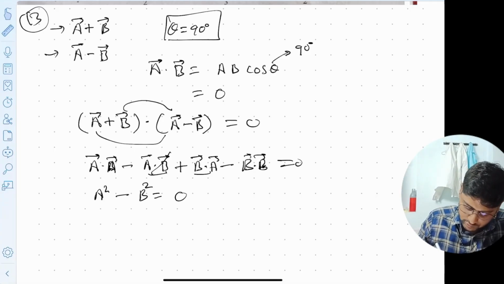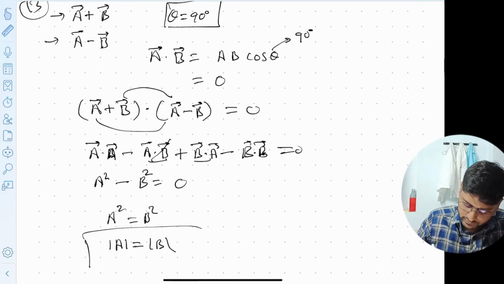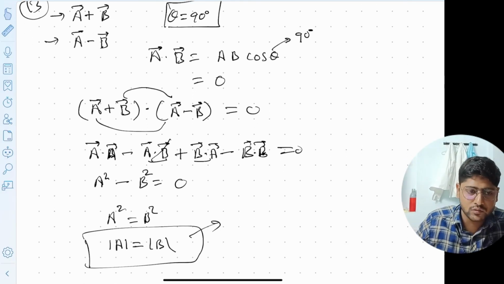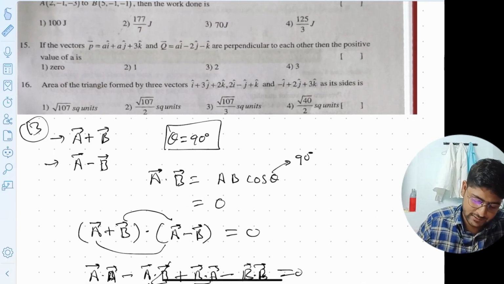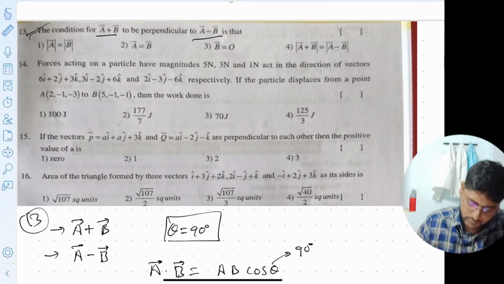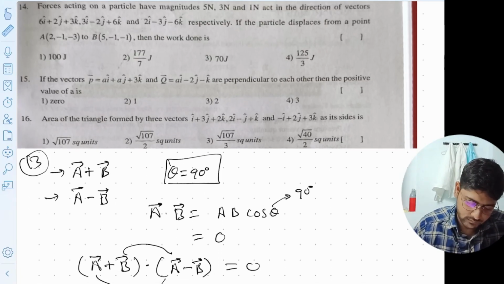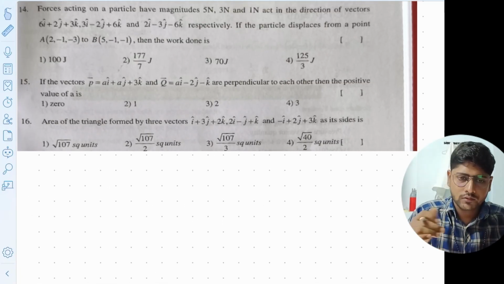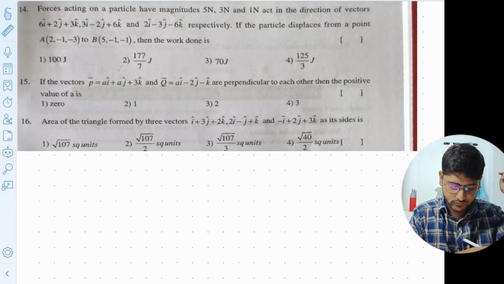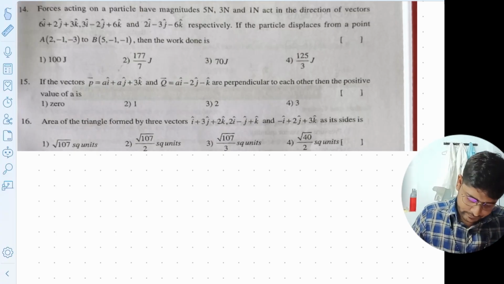This should be equal to 0, which means a square will be equal to b square, which means the magnitude of a equals the magnitude of b. So this is our result. If this condition is true, then they both will be at 90 degrees. So for question number 13, first option: mod of a should be equal to mod of b. Now we'll solve question number 14.